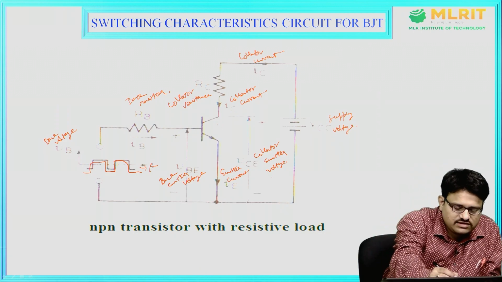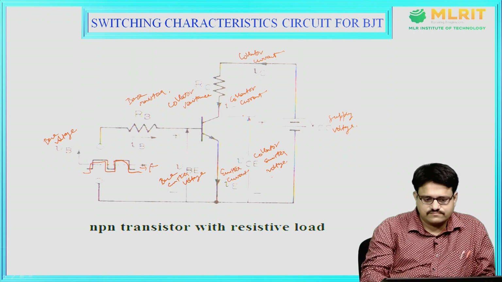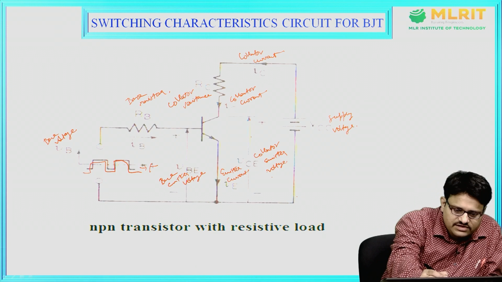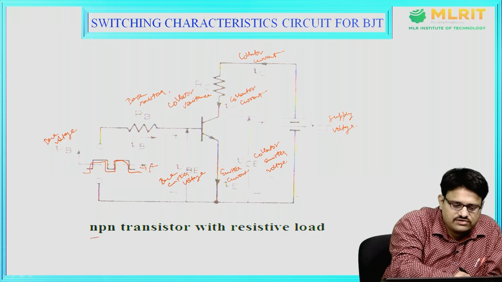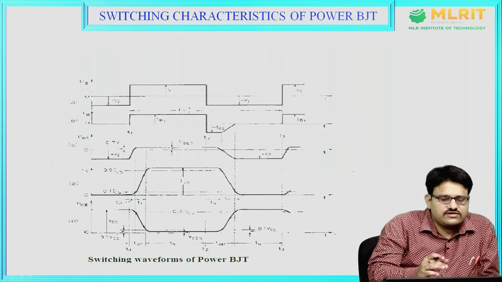Here it is a PNP type of transistor. If it is like this, then it is PNP. Here it is an NPN transistor with resistive load. So it is an NPN transistor with resistive load, this one. These are the switching characteristics of power BJT.